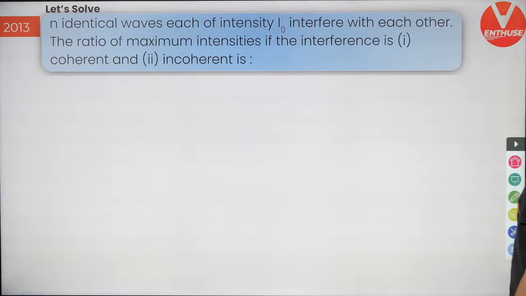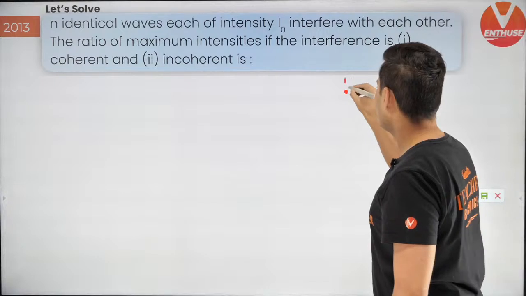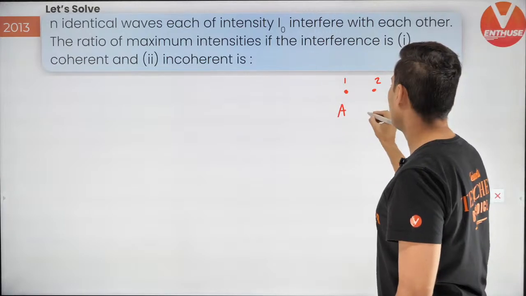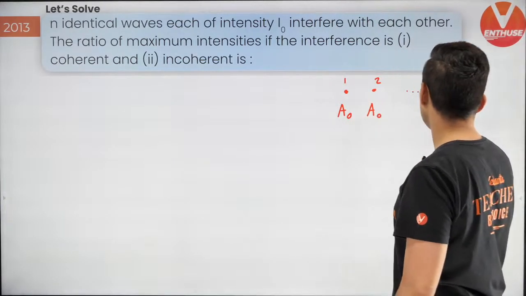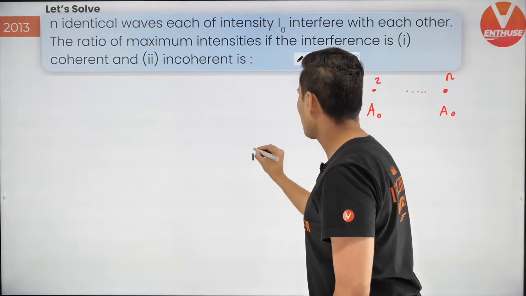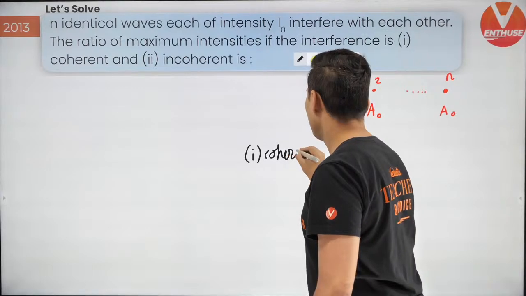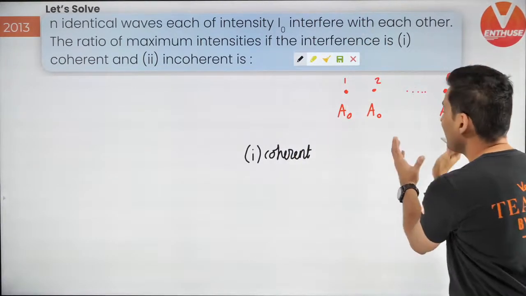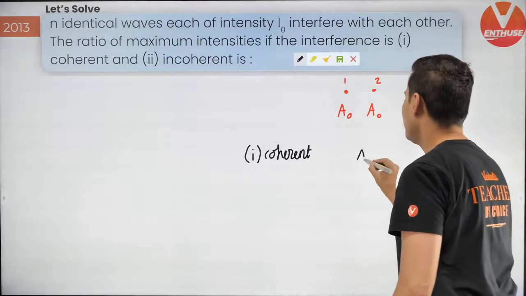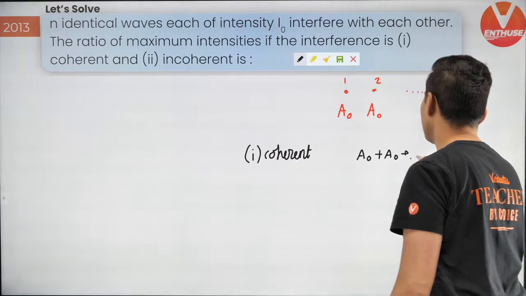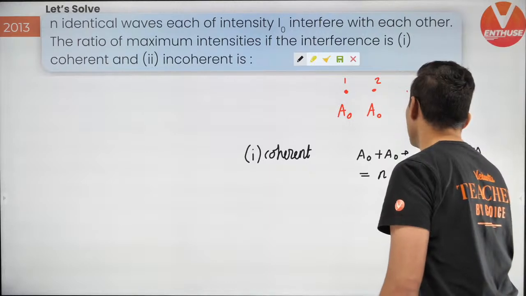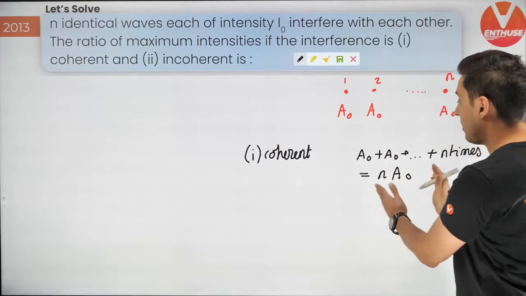So guys, I'll tell you what. Imagine there are n waves like that. 1, 2, like that, dot, dot, dot. N waves. Each of them have amplitude A0. Now, think about it. First situation, where it is coherent. If it is coherent, then what is the resultant amplitude? Well, if all of them meet coherently together, then the resultant amplitude will be A0 plus A0, n times. So you are going to get n A0. I hope that's clear. You are going to get the amplitude as n A0.